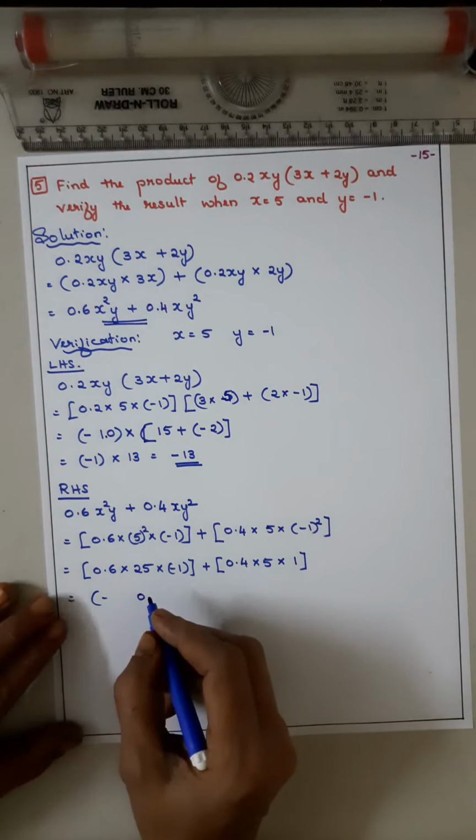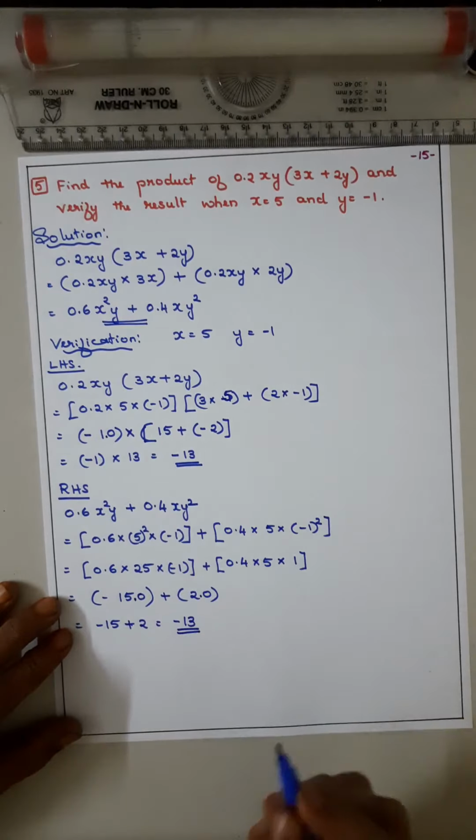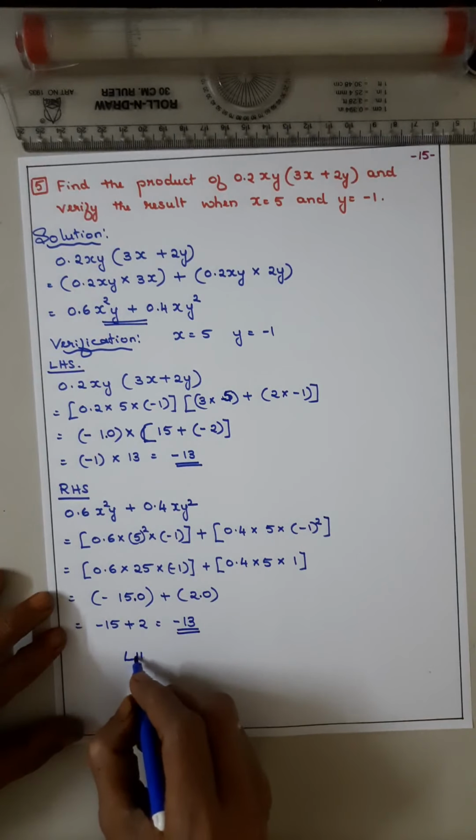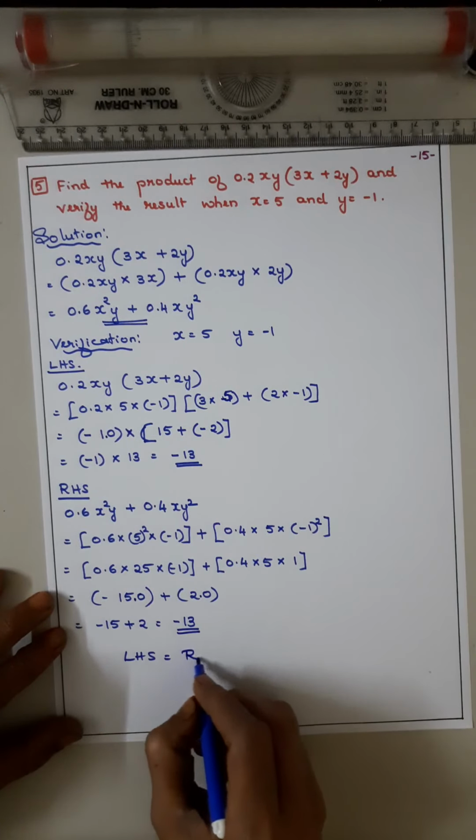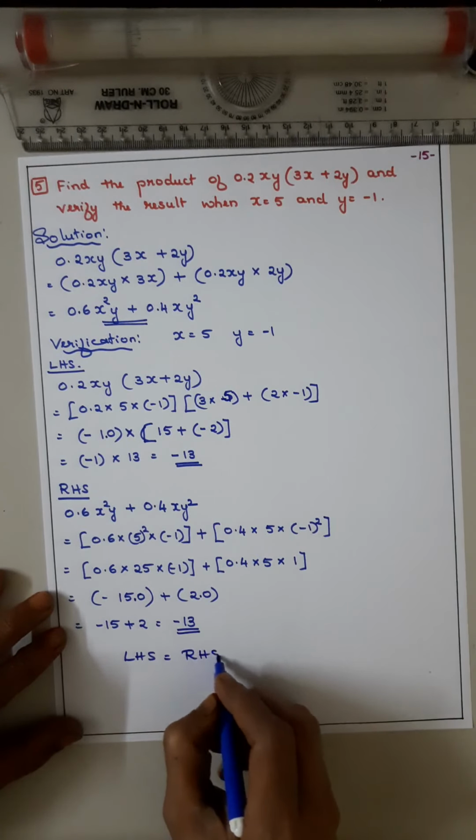Minus 15 plus, here it will be 4 5s are 20 and 1 decimal. So that means it is minus 15 plus 2. That is minus 13. Same answer you got. That is why LHS is equal to RHS.